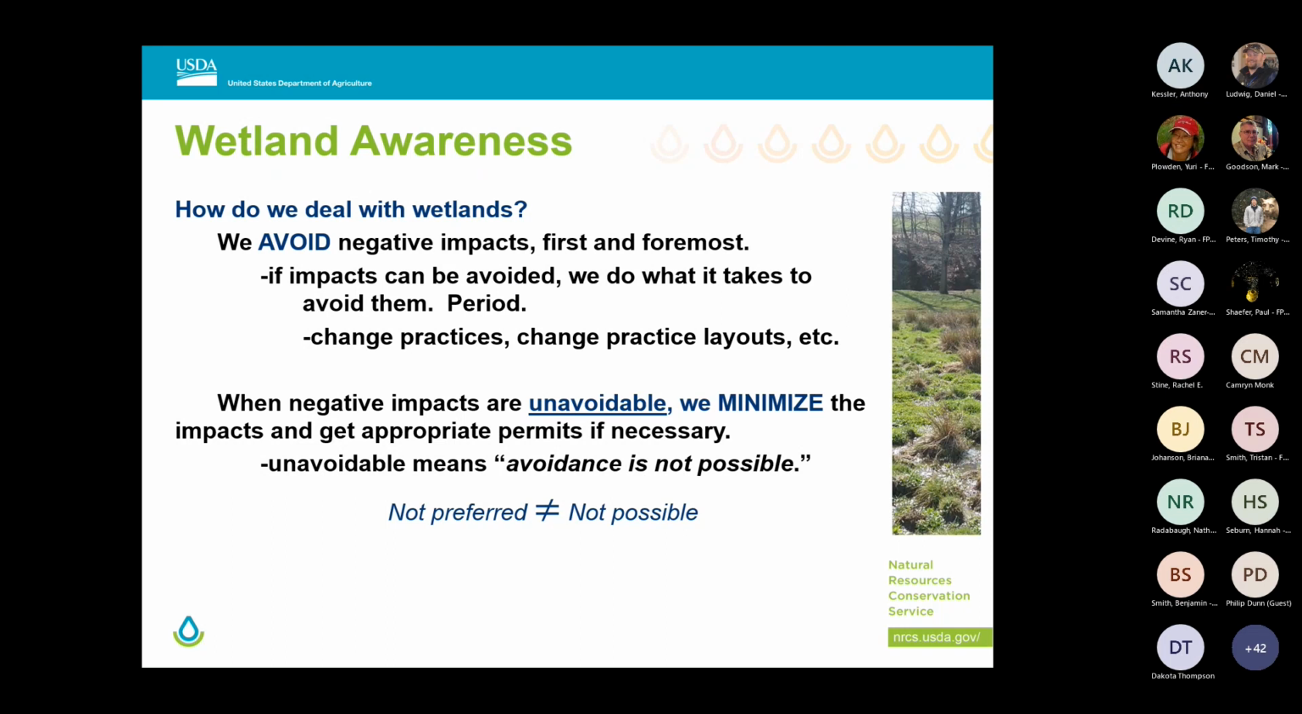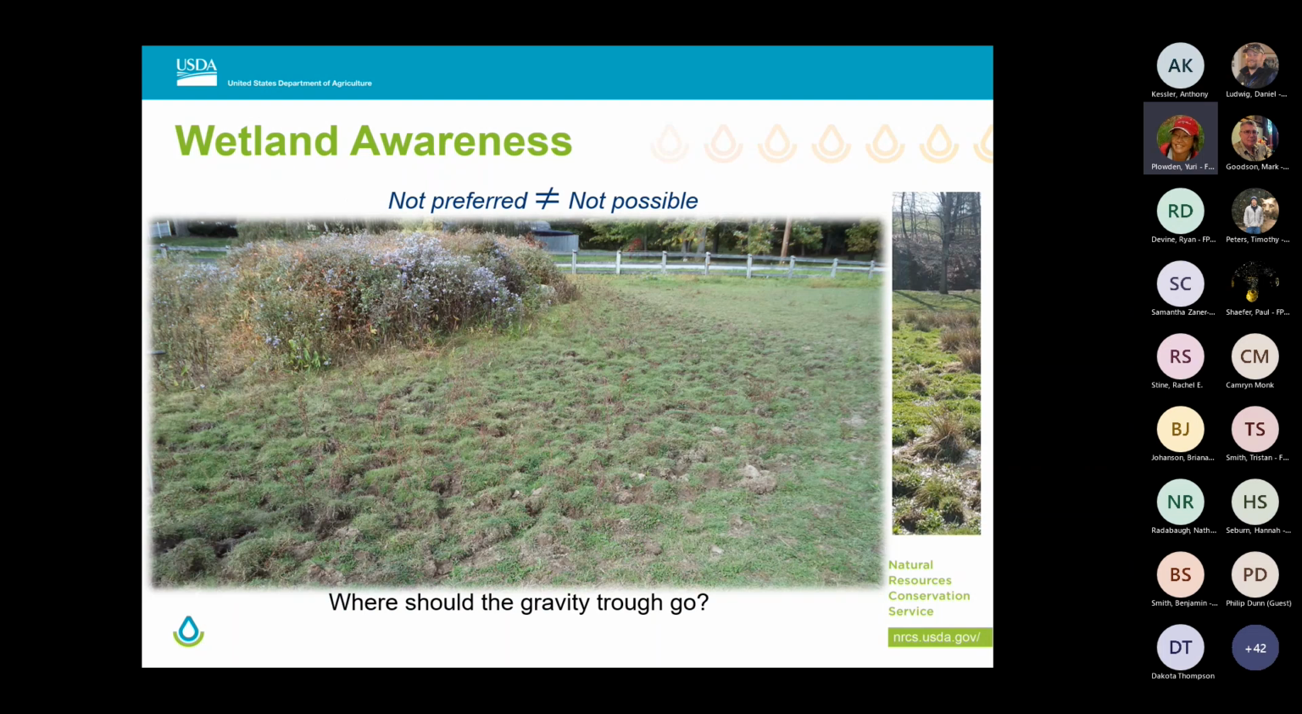Okay, so along that theme of not preferred is not the same as not possible, where should a gravity trough go? If you look at this area, where do you think it should go? First of all, do you notice anything different? Is something different going on here?